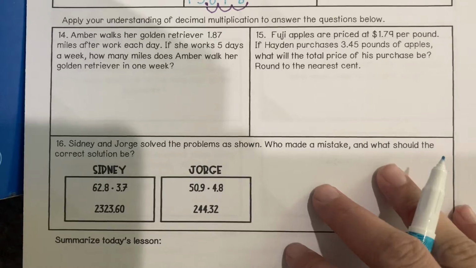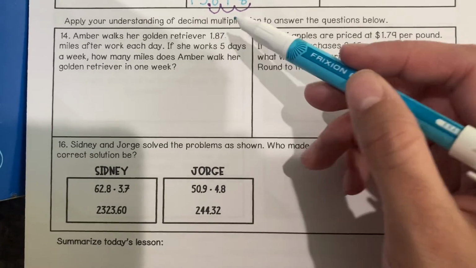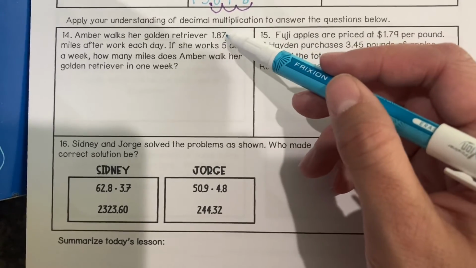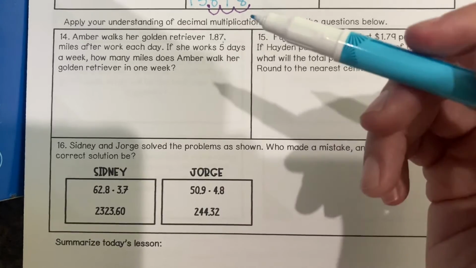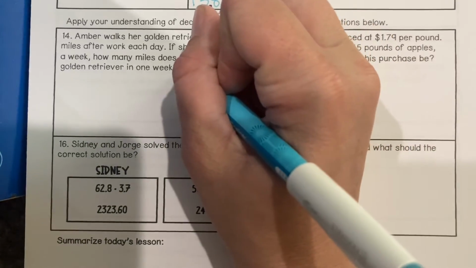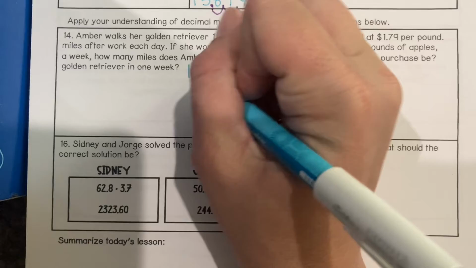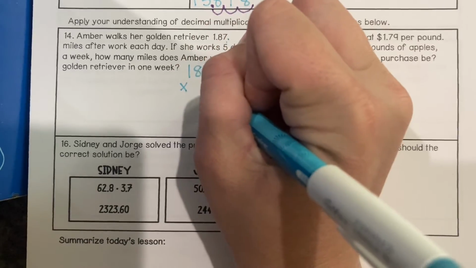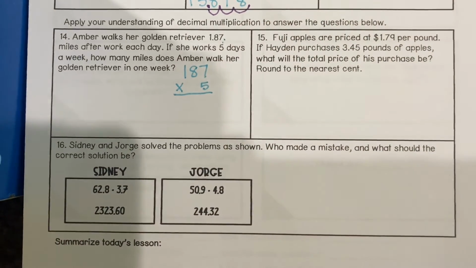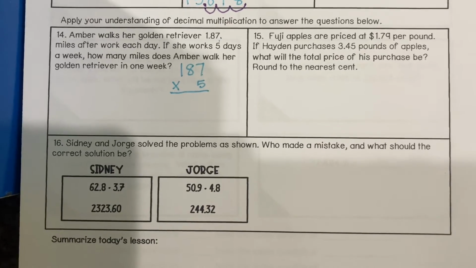All right, so we could add this for the first day and the second day and the third day and the fourth day and the fifth day, but the faster option is definitely to do 1.87 times 5. Notice how I didn't write the decimal, but I'm going to remember to put it in.